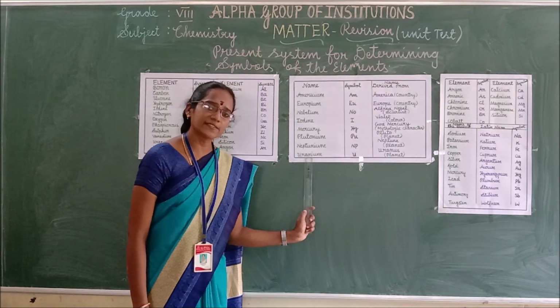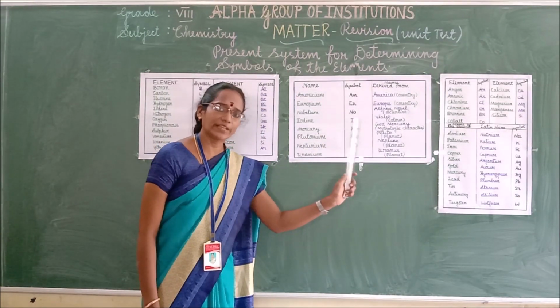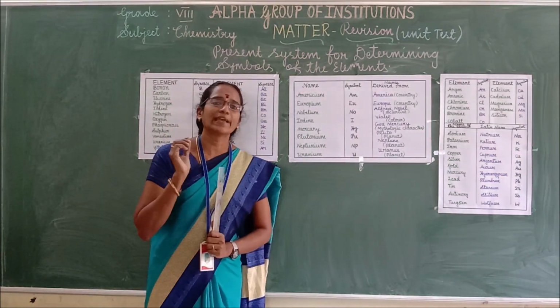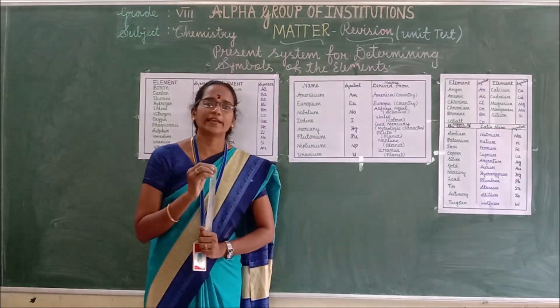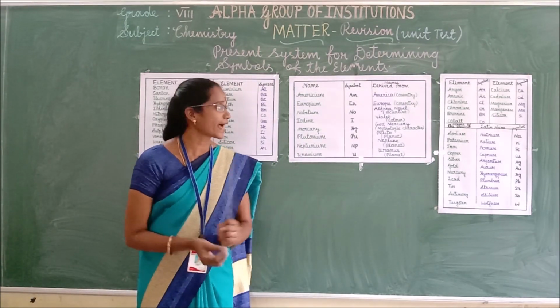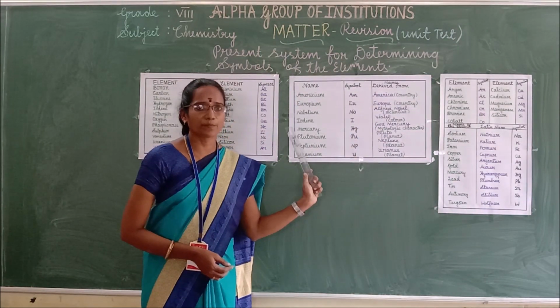Next, last one is uranium. Its symbol is U. Uranium is also derived from the planet name Uranus. Okay. So some elements are named based on their planet name, scientist name, color name, mythological character, country name, etc. Okay. So these are the examples.